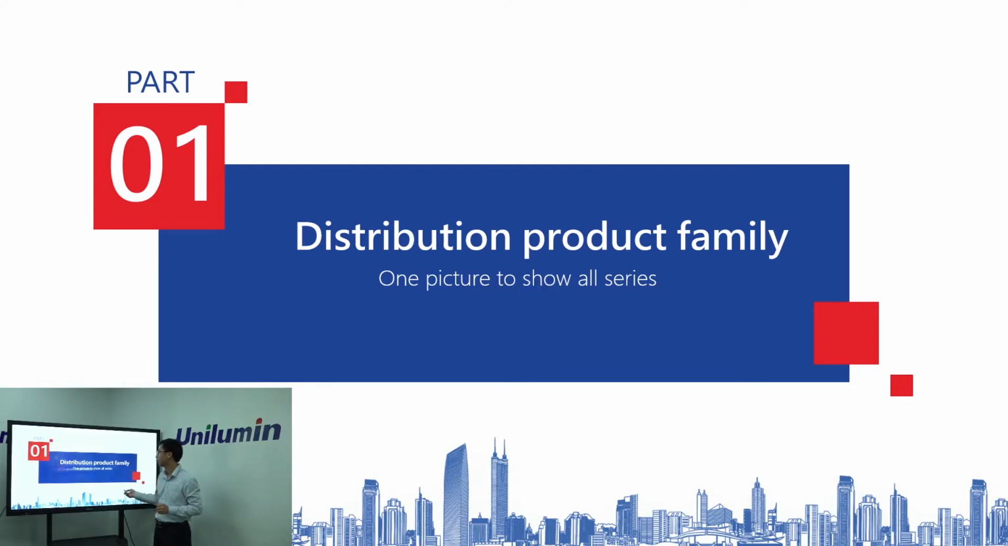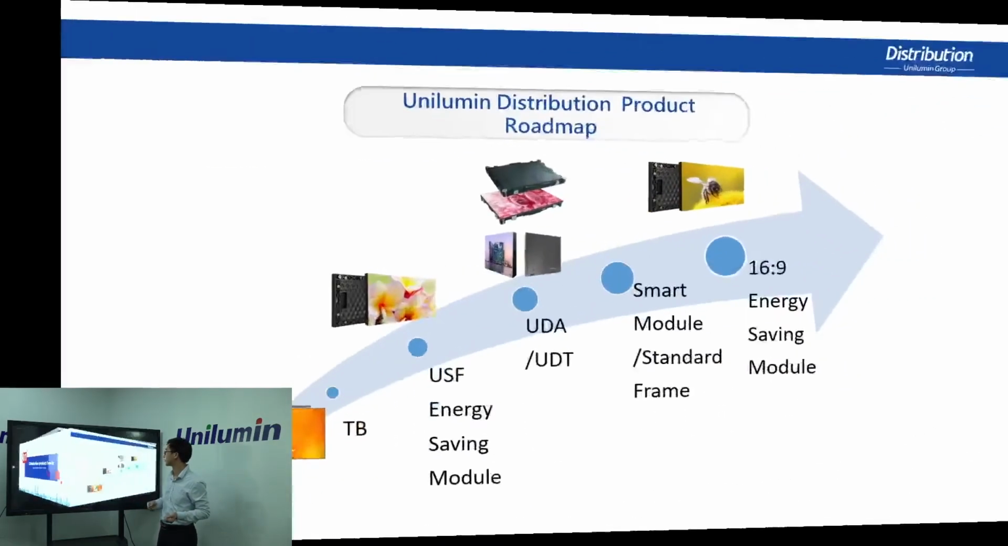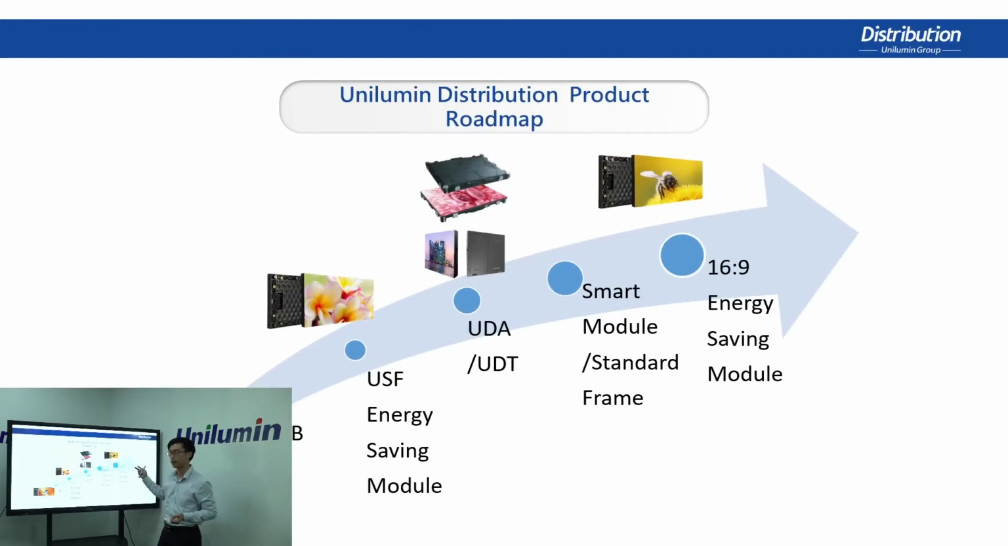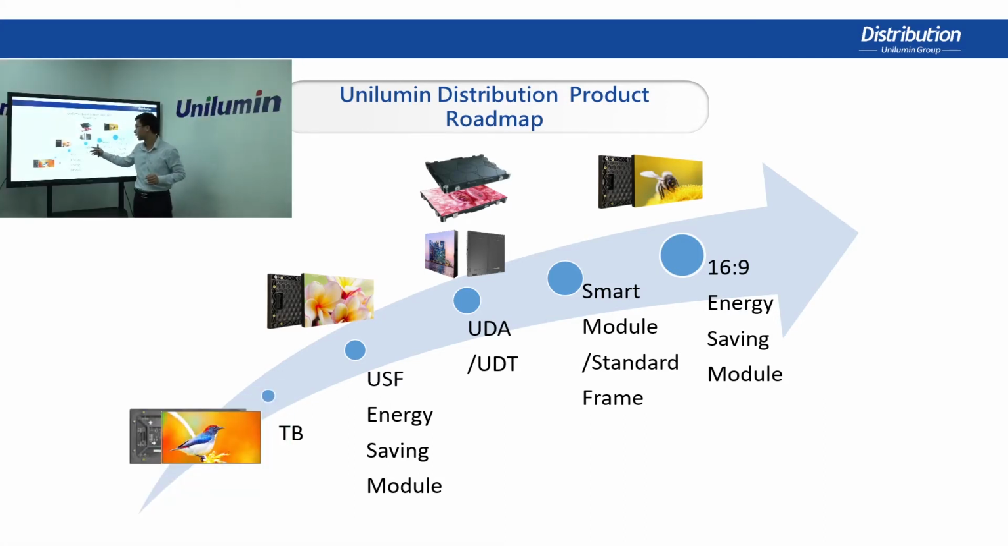For this part, we use one picture to show all of you, because we have so many products and a lot of you will get a little confused. For the roadmap, from the left hand side, we got the TV modules. They are just bare modules. And the USF is the energy saving modules. This one is a little higher-end than the TV. And when we use the USF modules to assemble with the cabinets, we can get UDA and the UDT. The UDA is for the indoor. The UDT is the outdoor.